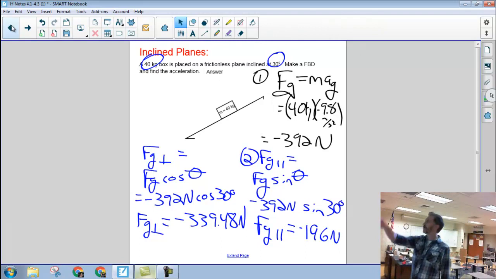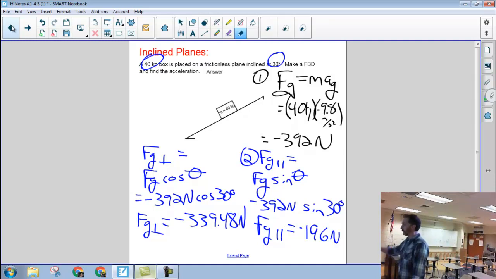So, starting a problem from scratch. Oh, I've got a 40 kilogram thing. Find your force of gravity. Oh, it's on an inclined plane. Find these two components. Okay? Now I'm going to proceed with making my free body diagram. All right? So I'm going to clean up the board one last time.